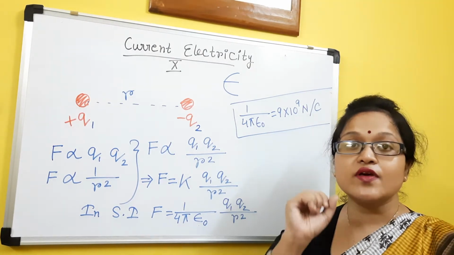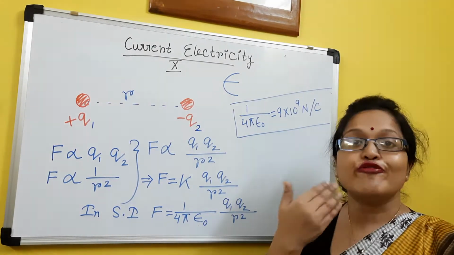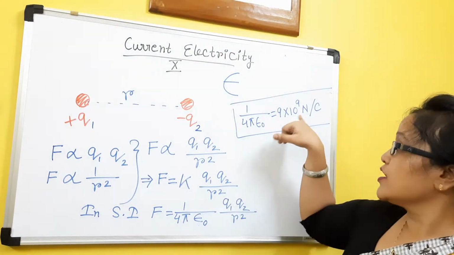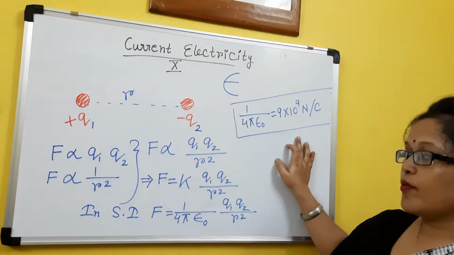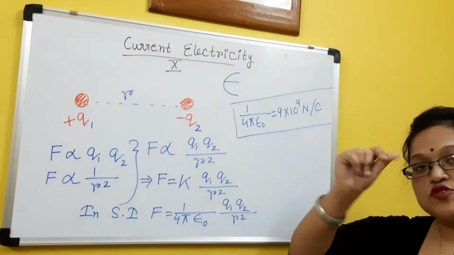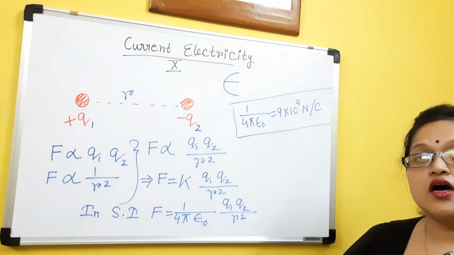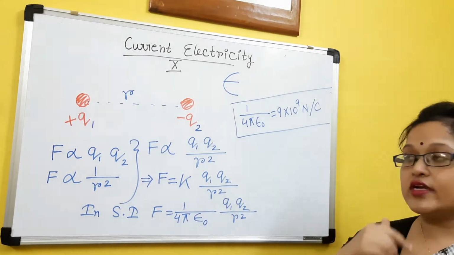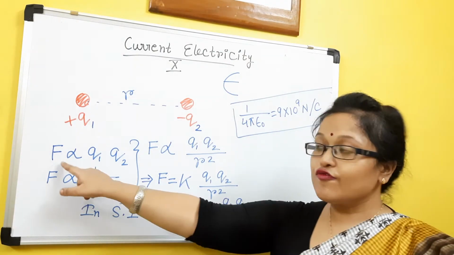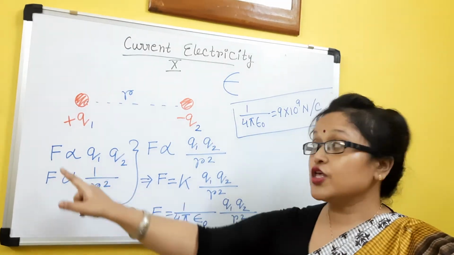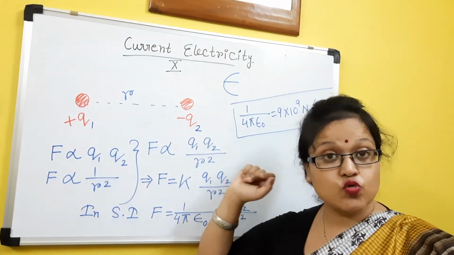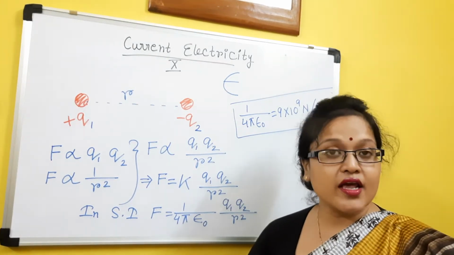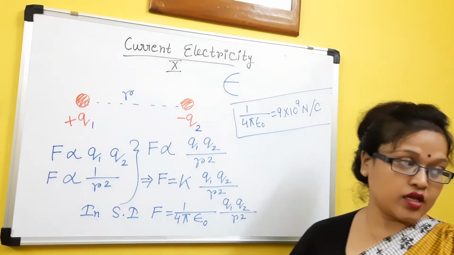Permittivity means you are giving permission to the charge to flow through them. Clear? So the value of 1 by 4 pi epsilon 0 is 9 into 10 to the power 9 Newton meter square per Coulomb square. Now let's do a quick recapitulation on the units. The unit of force in the SI system is Newton. The unit of charge in the SI system is Coulomb. The unit of current in the SI system is Ampere. Clear? That's all the units I need right now.